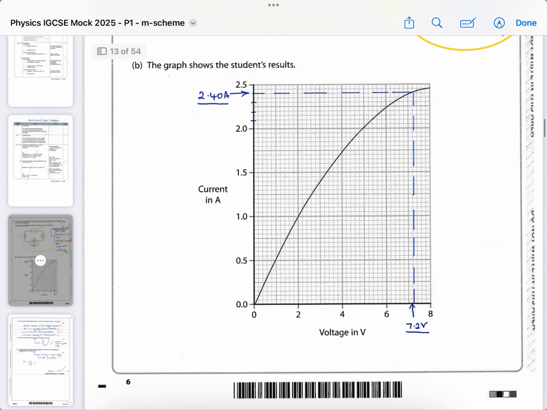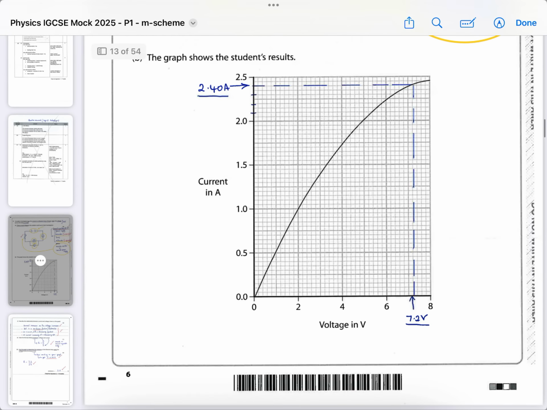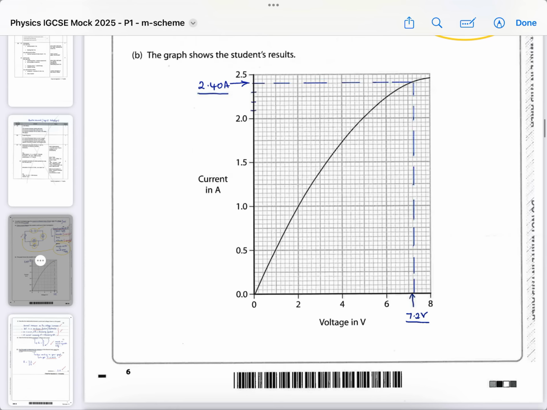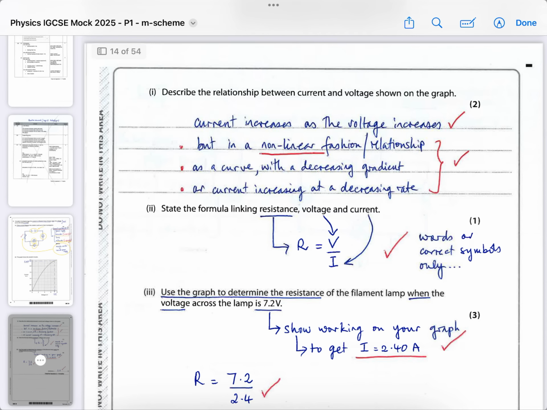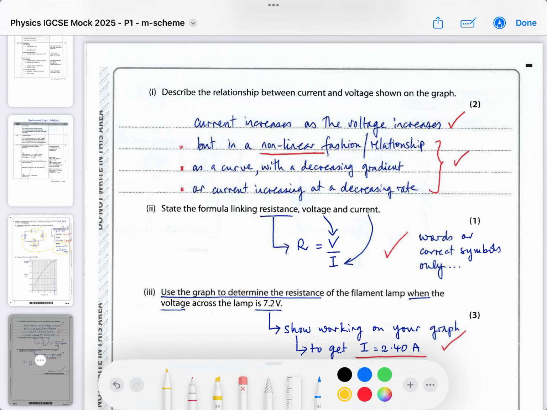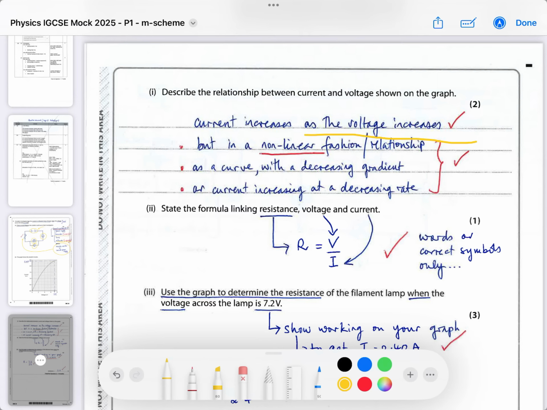You can see that it's curving, it's not a straight line graph. And you can see that at 7.2 volts, they're interested in the current for a question that comes up. So they're giving you the data and they say describe the relationship between the current and voltage shown in the graph. Well, the current increases as the voltage increases. That will give you 1 mark, and then further detail about the fact that it's not a linear relationship. Any statements like the ones I've written will get you the 2nd more detail mark.